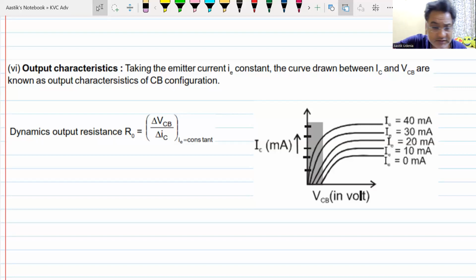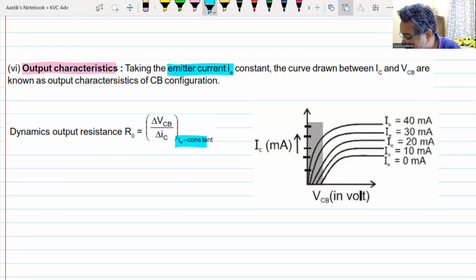Then we must now draw the output characteristics. Now to draw the output characteristics, we keep the input constant. When I say input, we keep emitter current constant. You'll have to remember this. And then we draw the output characteristics graph for different input currents.